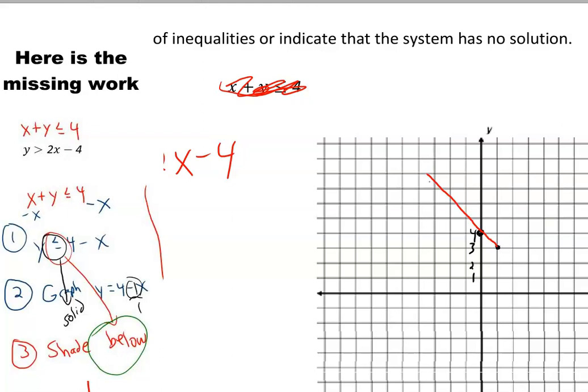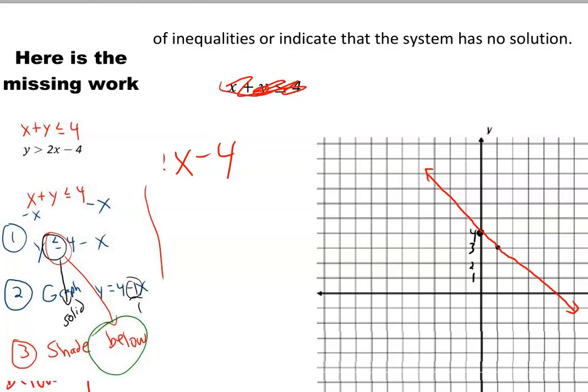Okay, that's a little bit better. All right, that way. And then I'll try... I'm evidently not doing too good going down and to the right. Okay, solid line. And then step 3, shade above or below. This time we're going to shade below because it's a less than, so we'll shade below.